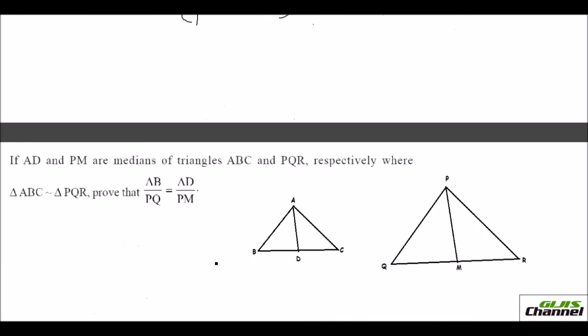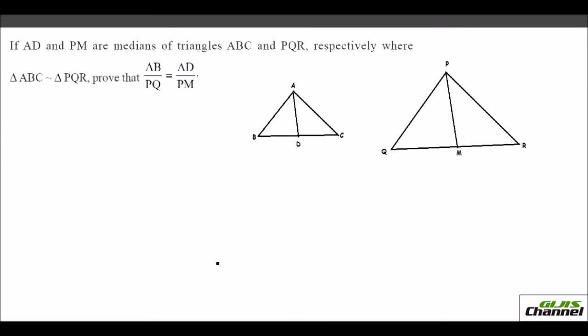Now let's move on to the third problem. Here it is interesting. They say if AD and PM are the medians of the triangle ABC and PQR respectively, where triangle ABC is similar to triangle PQR. They've given you the similarity statement, okay? You need to prove that AB over PQ is equal to AD over PM.